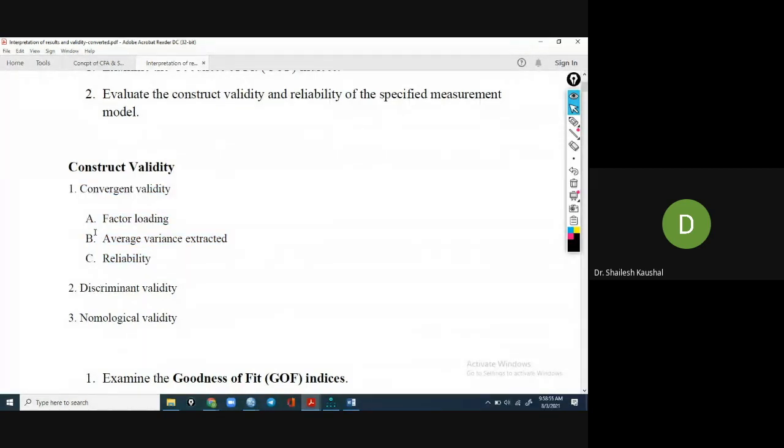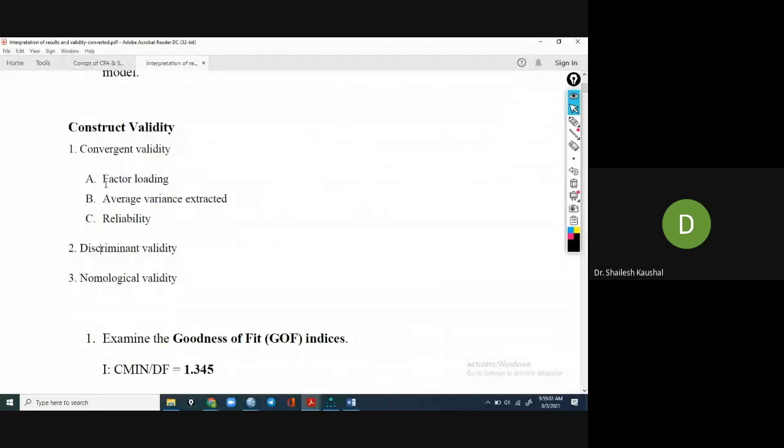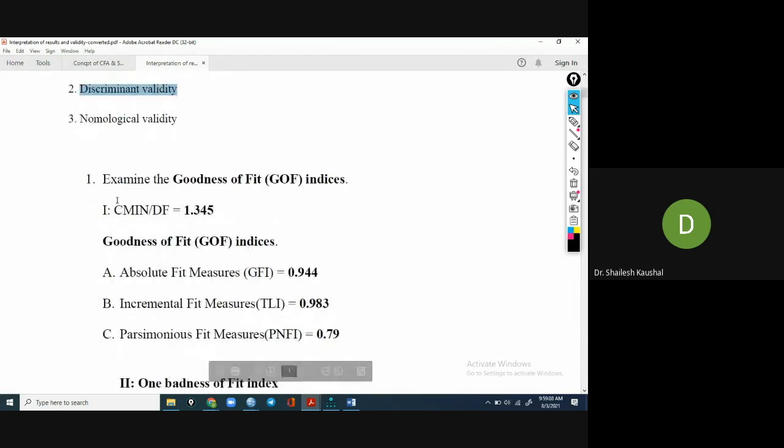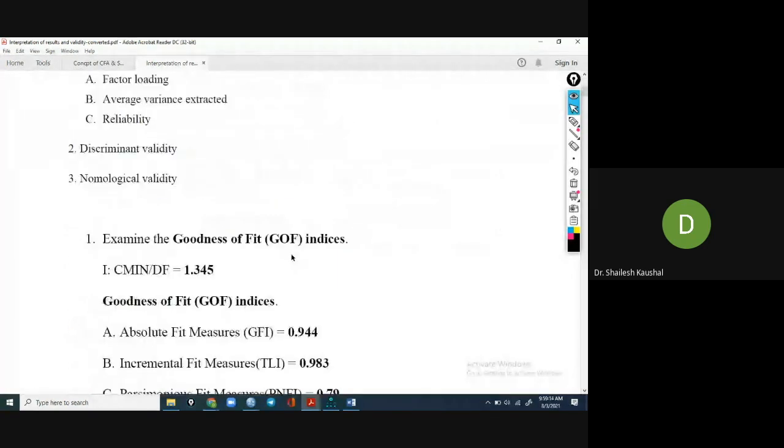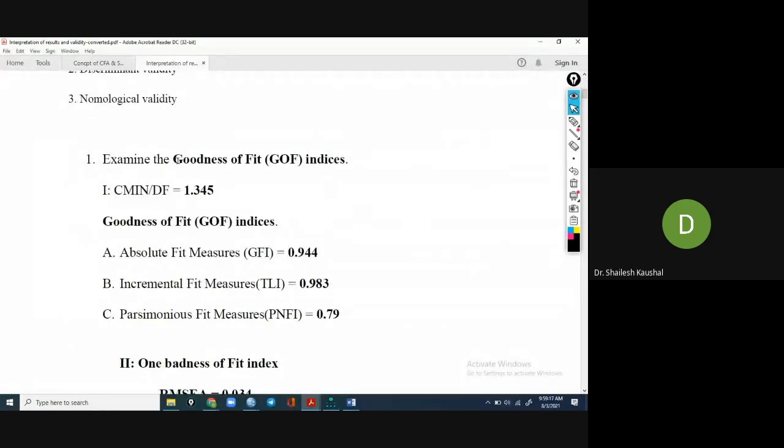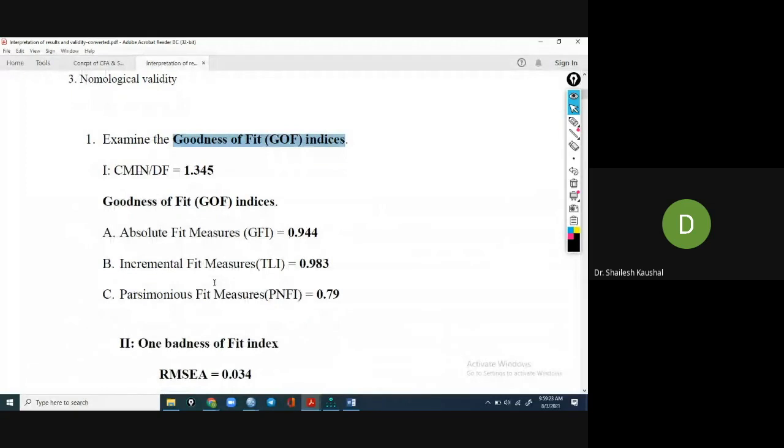Okay. Now, in each model, we find the convergent validity and discriminant validity. I told you there are two approaches. One is examining the goodness of fit indices. For these, we obtain all the values from the Amos output. If my CMIN by degrees of freedom is less than 2, then I will say the model is fit. And secondly, for goodness of fit indices, there are three things.